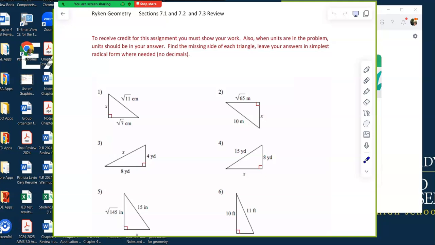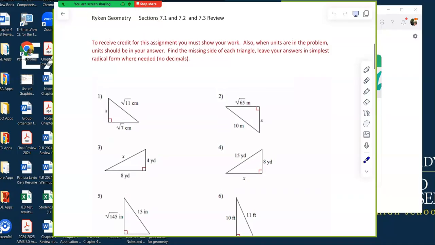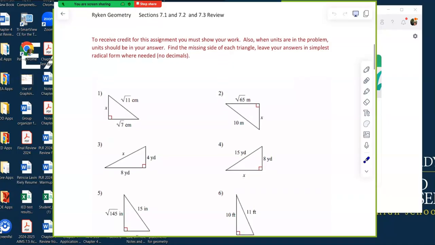Okay, in this video, we're going to go over the 7-1, 7-2, 7-3 review. To receive credit for this assignment, you must show your work. Also, when units are in the problem, units should be in your answer. Your job is to find the missing side of each triangle and leave your answer in simplest radical form when needed. And I don't want any decimals, okay?